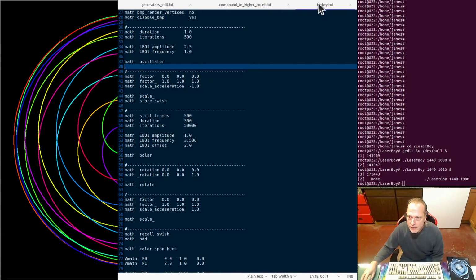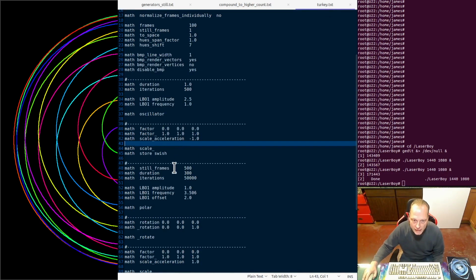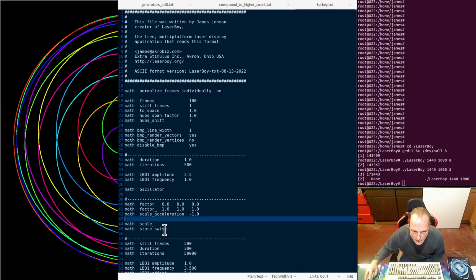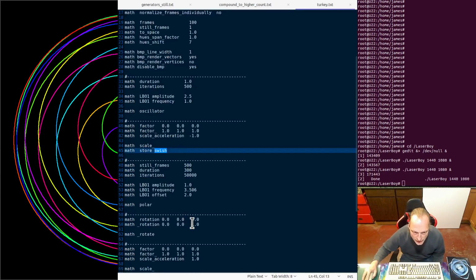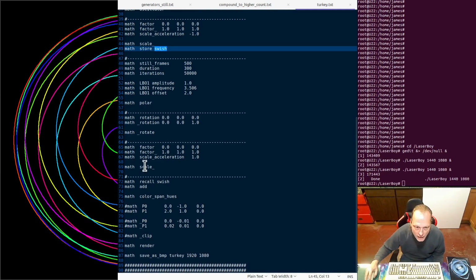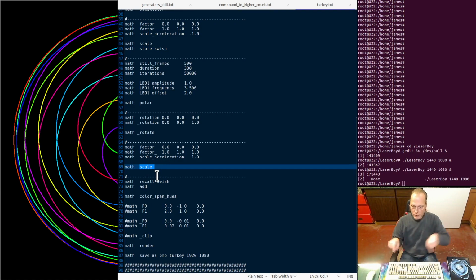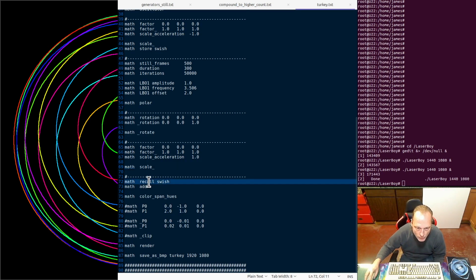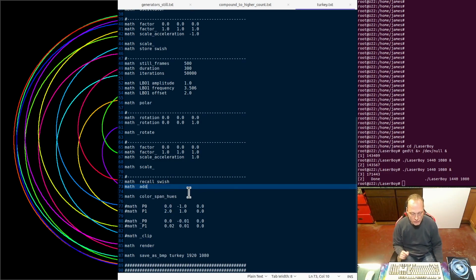Okay, you remember in turkey.txt, that's where we made the swish, stored it, then we made that rotating flower thing that did one full rotation, and then we said, okay, move that along swish, and we did that with this. We recalled swish from the storage list over here back into the registers, and we said add, and it's just add. There's no underscores involved with this.